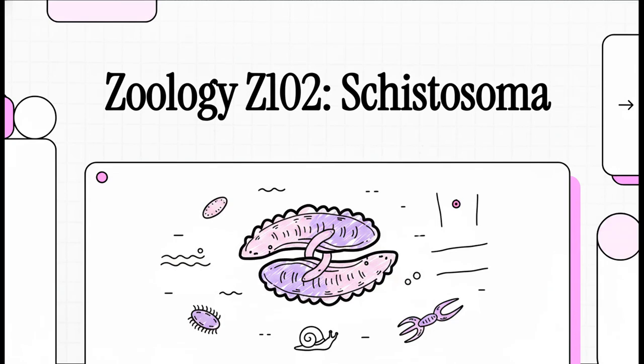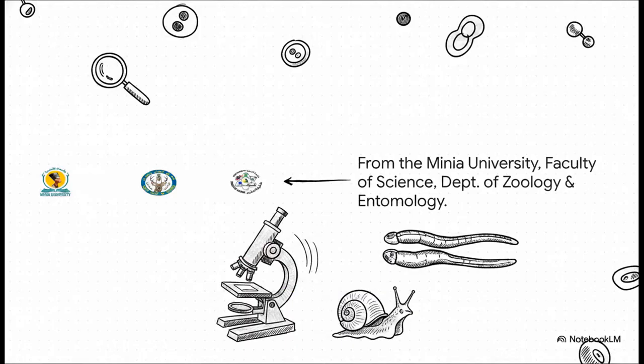All right, everyone, welcome to our practical session for Zoology Z102. Today, we're going to dive into the parasite Schistosoma, which has a really fascinating and complex life. We're going to focus on its morphology and, importantly, the essential English terminology you'll need to know to describe it accurately. We put this explainer together right here in our Department of Zoology and Entomology at Mini University. It's designed to help you with your Z102 coursework and really help you master this material for your exams.